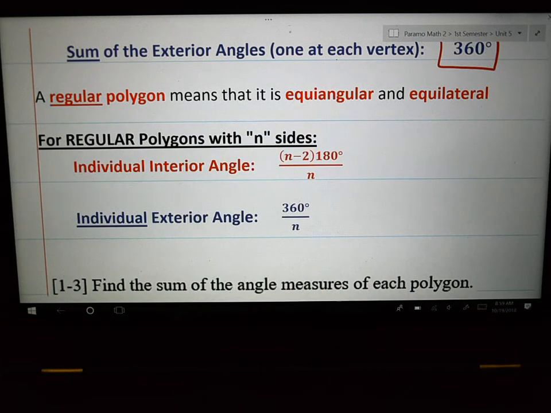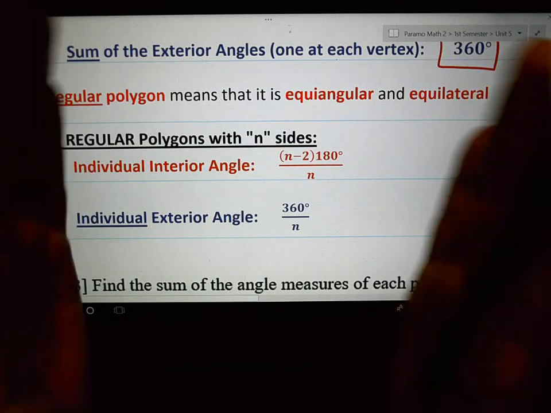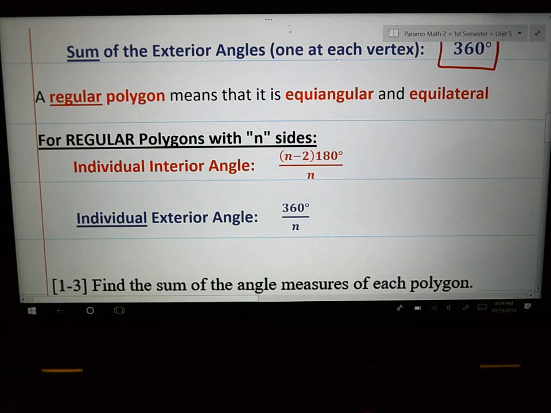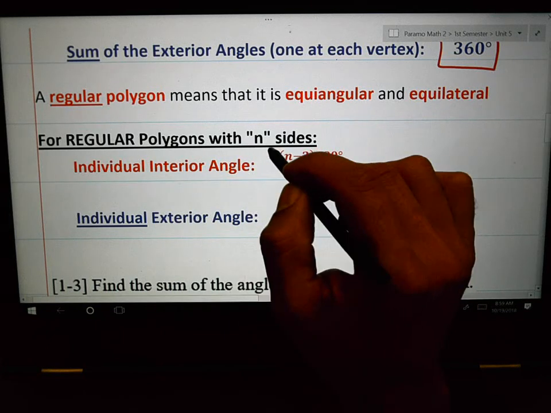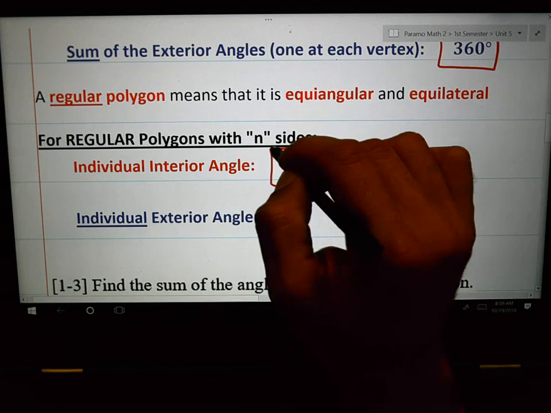Regular means everything is the same size. All sides are the same. All angles are the same. If everything was the same, this is what an individual interior angle would be.